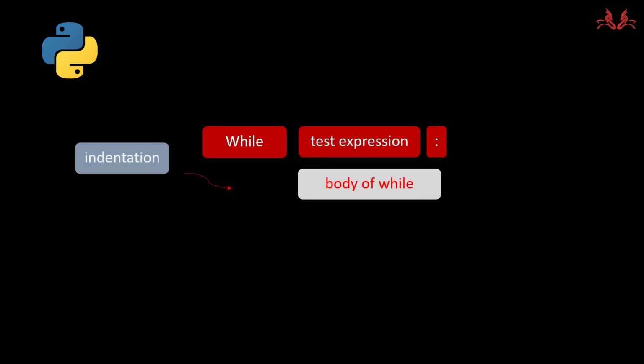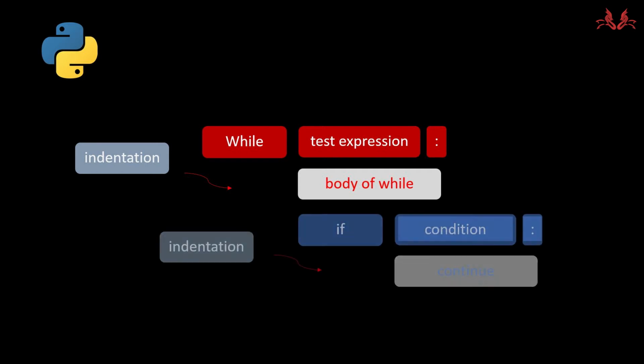Last time I talked about break in the while loop, and this time I'm going to show you guys what continue is in a while loop and how to use it. In the same way, at first we put the while and test expression, and the body of the while statement with an indentation, and then we put an if and if condition in the while loop. And we also put the continue with an indentation in the if condition.